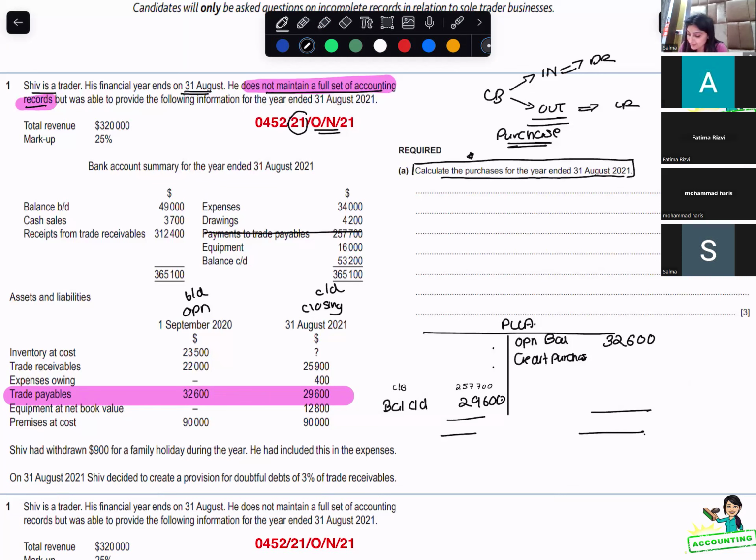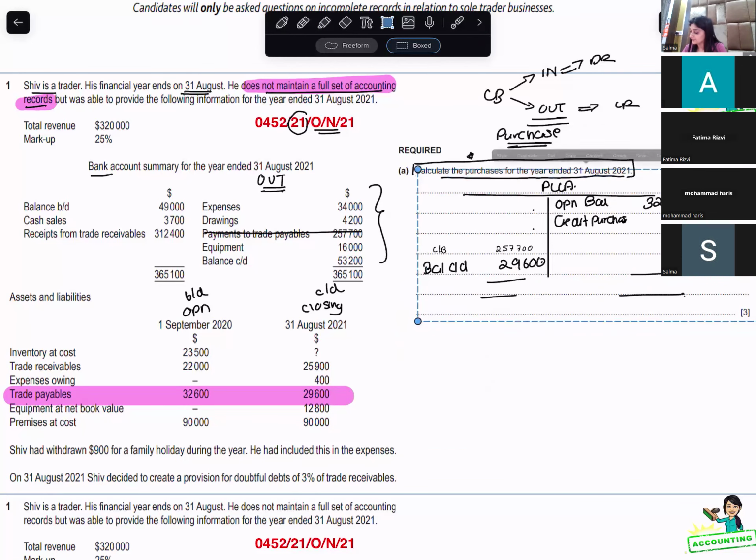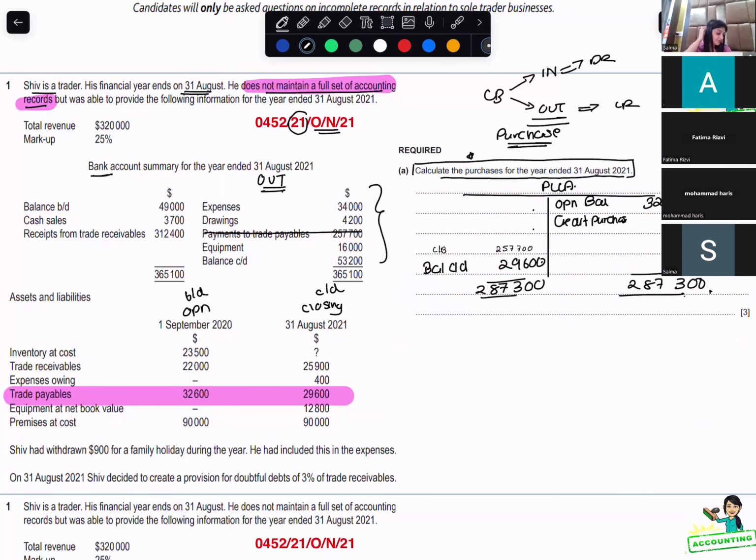And when I see the summary of the bank account on the credit side, there is nothing that is related to cash purchases. Are you with me? Come on, give me the total, 287,300, on the credit side. Please sit with your calculators. From that, subtract this.